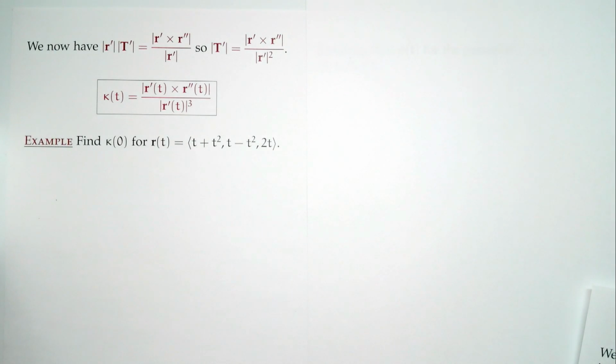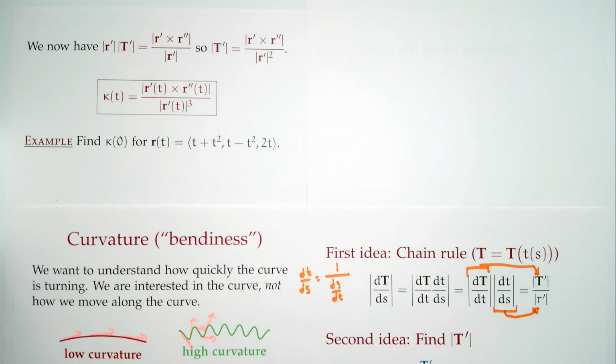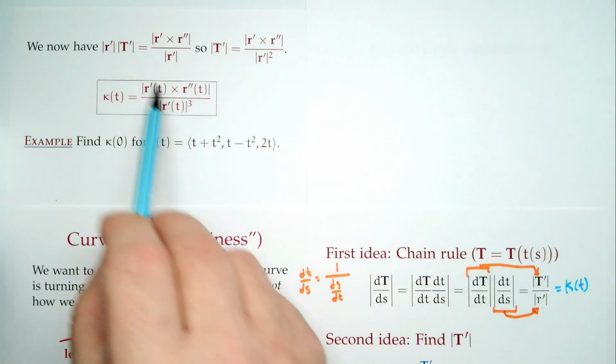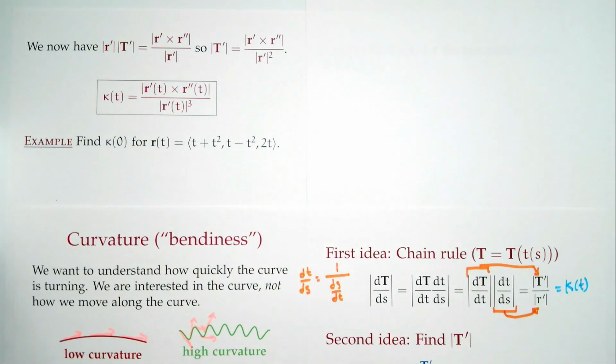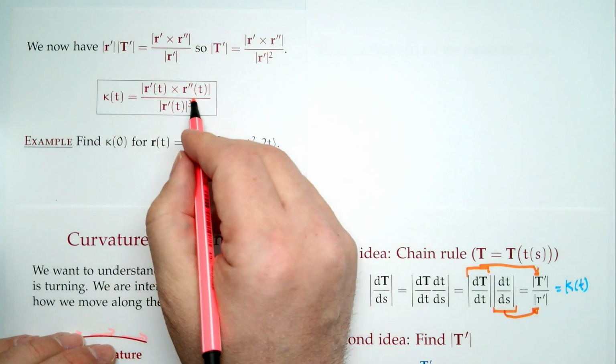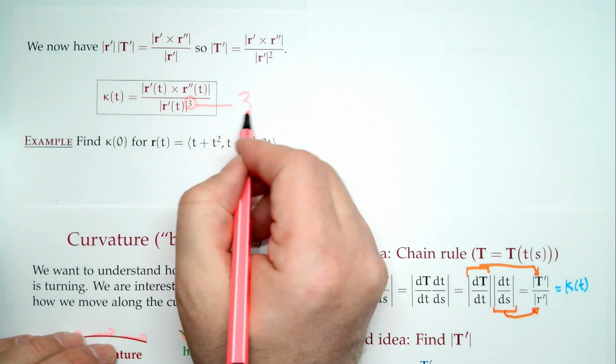And how do you finish it off? Well, come back to what we said at the first idea. We have this expression, this part, this is kappa. So I take the magnitude of T prime and divide by another magnitude of r prime. And so we finally get the expression, it's r prime cross r double prime magnitude over magnitude of r prime cubed. Okay, good. And that is our derivation for today. Just remember, that is a 3.